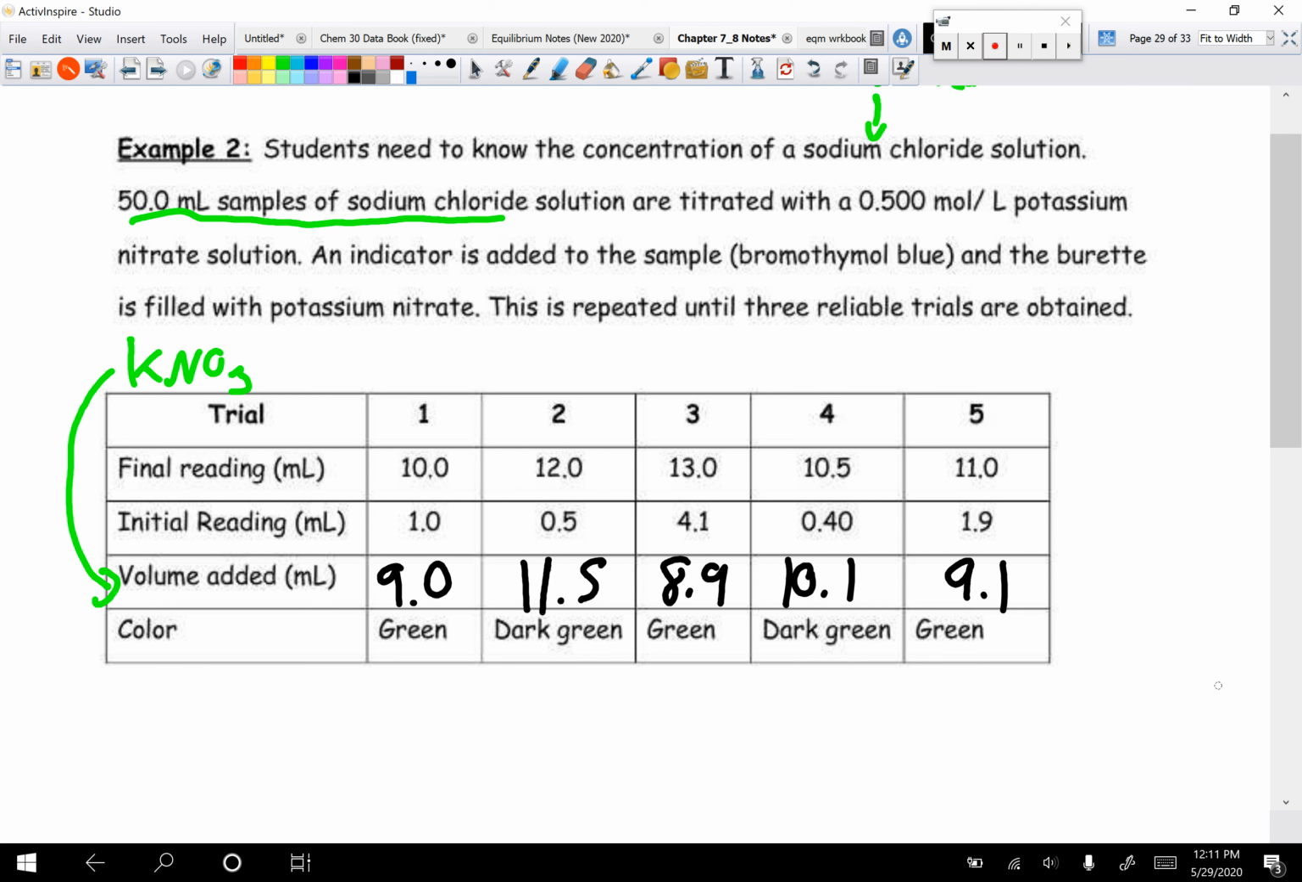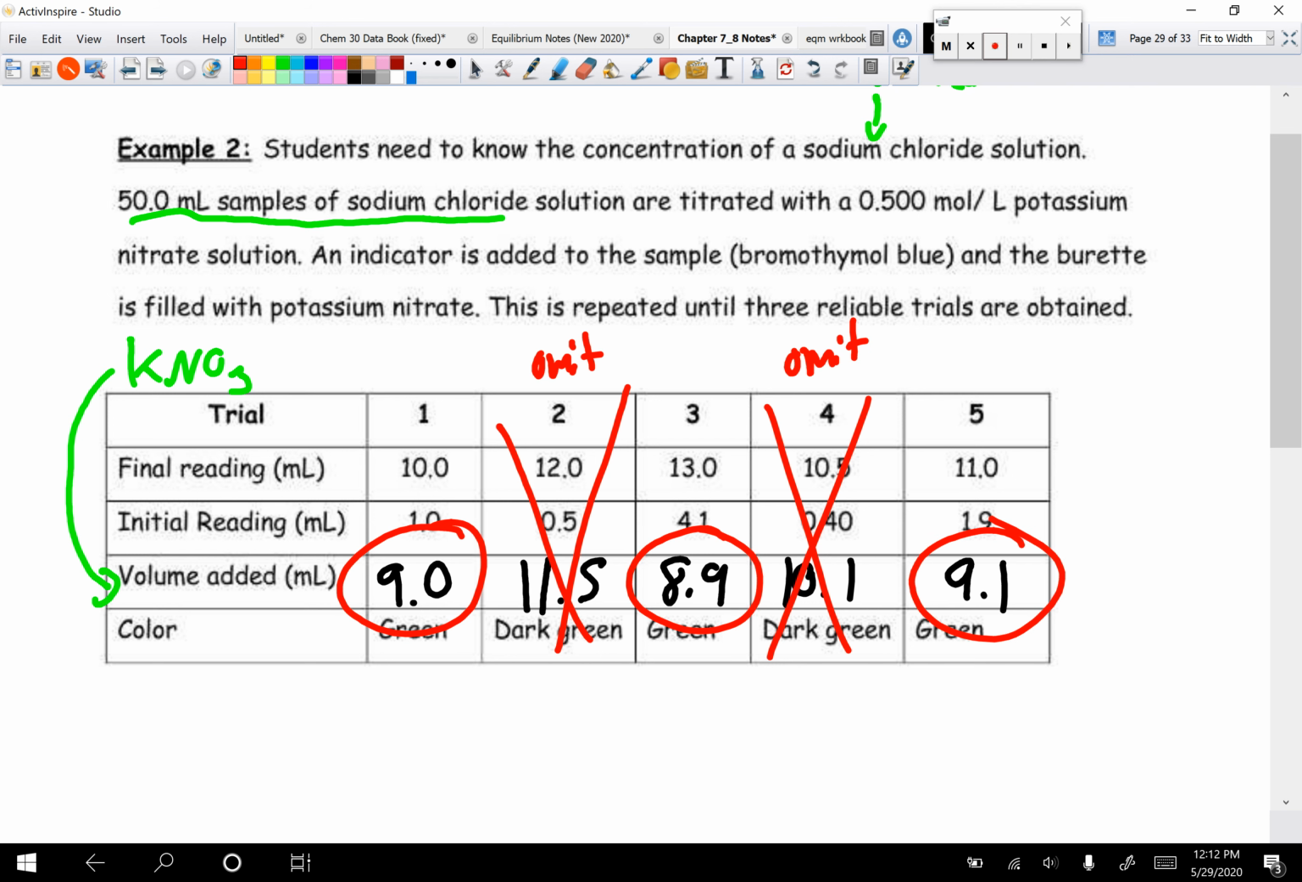So remember, we want 3 trials that fall within 0.2 milliliters of each other. Just by looking at 9.0 to 8.9, that's 0.1 from each other. 9.0 to 9.1, also 0.1 from each other. So trials 1, 3, and 5 fall within that range. That means we are going to omit trial 2 because it doesn't fall within our range, and we're also going to omit trial 4. So we're going to use these three.